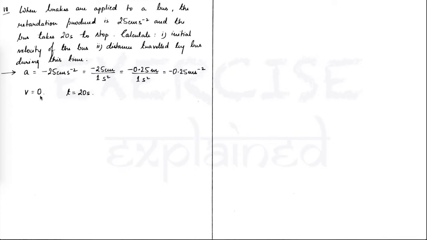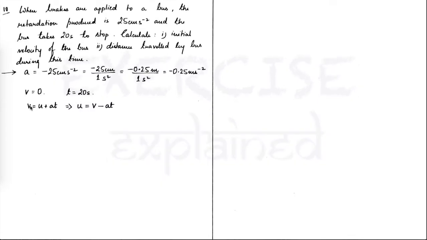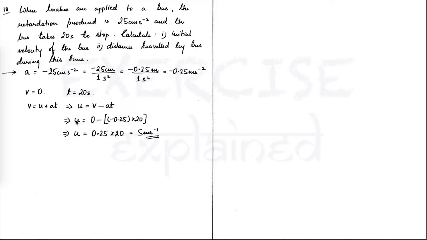Final velocity is 0 as I have already told you. Time is 20 seconds. I would be using v is equal to u plus at. at goes to the other side. We get v minus at is equal to u. So u will be equal to v minus at. So now what I do here is u will be equal to v is 0 minus a is taken as minus 0.25 as we have converted it here into t is 20. So minus into minus gets me plus 0.25 into 20 gives me 5 meter per second.